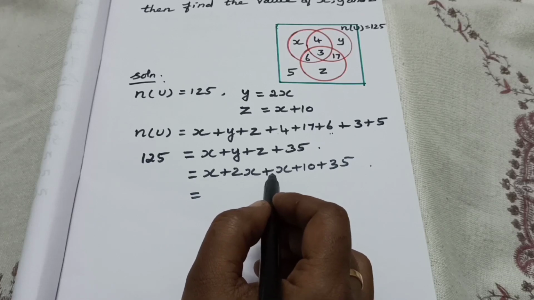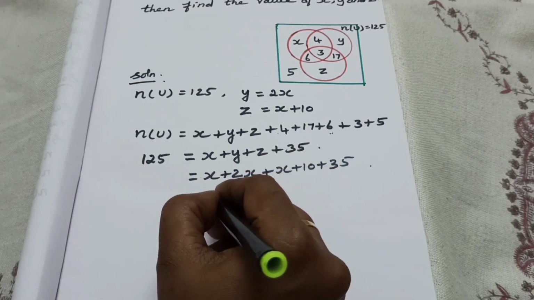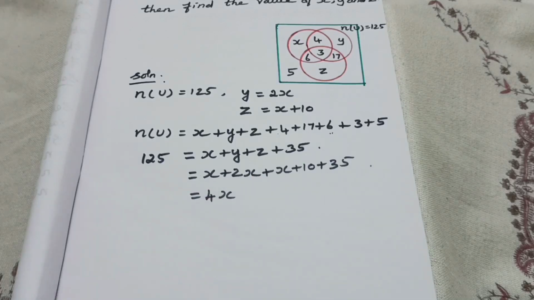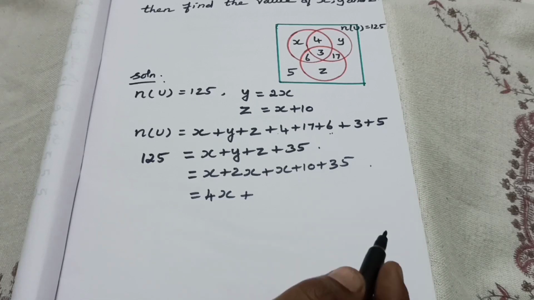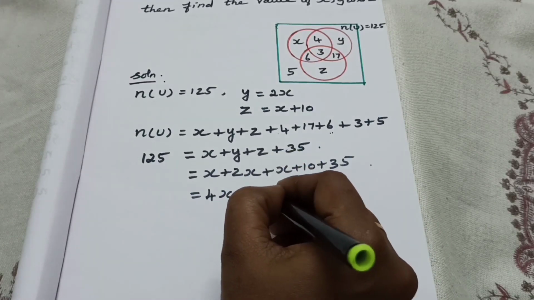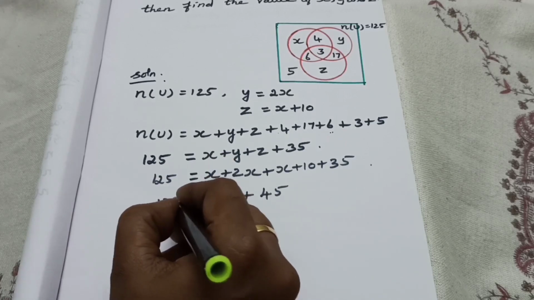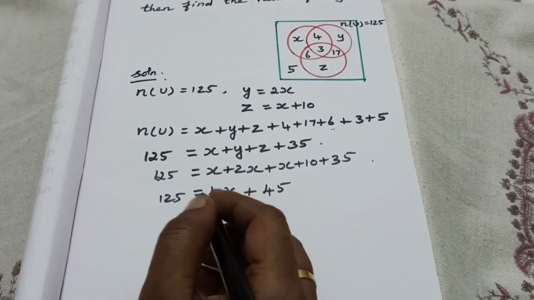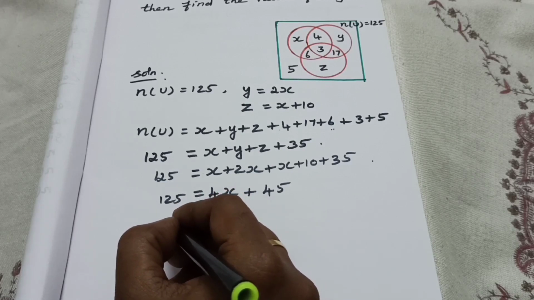3 plus 1 is 4, the coefficients. All coefficients you should add. Okay. 4 it will come, isn't it? 4 common x. 4x. Okay. Then plus 10 plus 35 is 45. Okay. 125 is equal to this one. Here also you should write it. Okay, therefore 125 is equal to 4x plus 45.